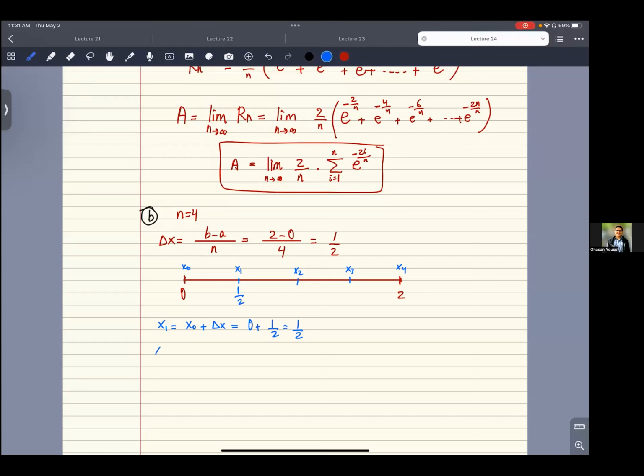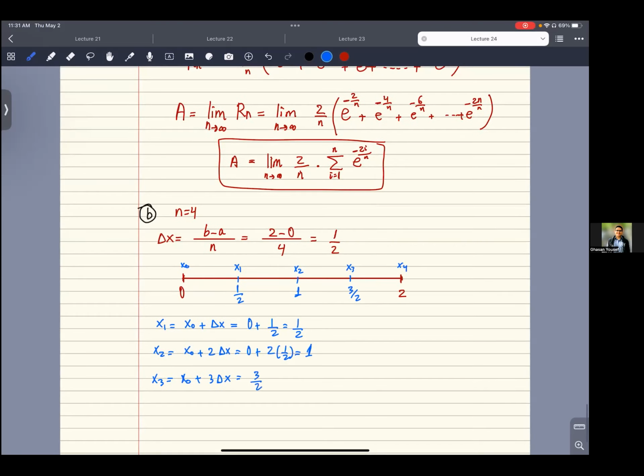Okay, what's the second point? What is x2? x0 plus 2 delta x is 0 plus 2 times 1 over 2, which is 1. And the third point, x3, what is it? 3 delta x is 1/2 plus 1/2 plus 1/2, which is 3 over 2.